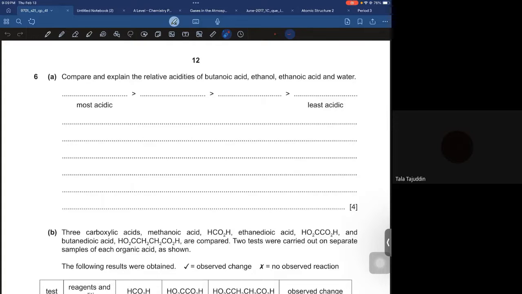Inshallah, we would be completing the paper. So this is question number 6. Compare and explain the relative acidities of butanoic acid, ethanol, and water. So what do you think? Which one is the most acidic one?